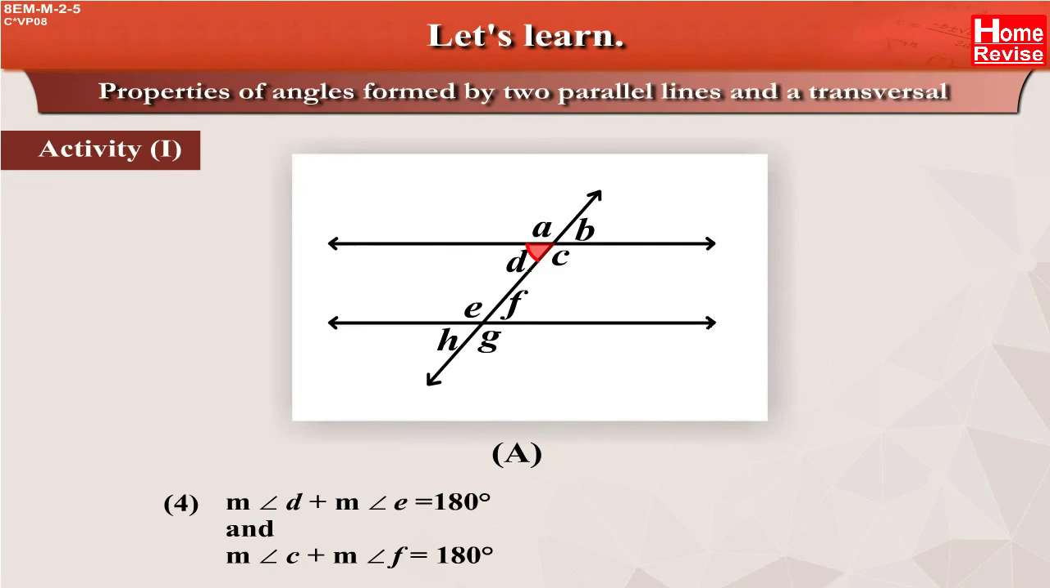4. Measure of angle D plus measure of angle E is equal to 180 degrees and measure of angle C plus measure of angle F is equal to 180 degrees. These are interior angles.